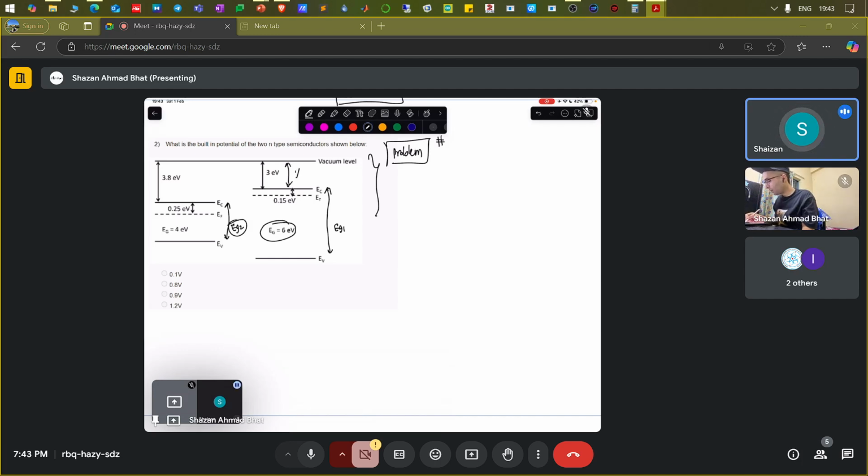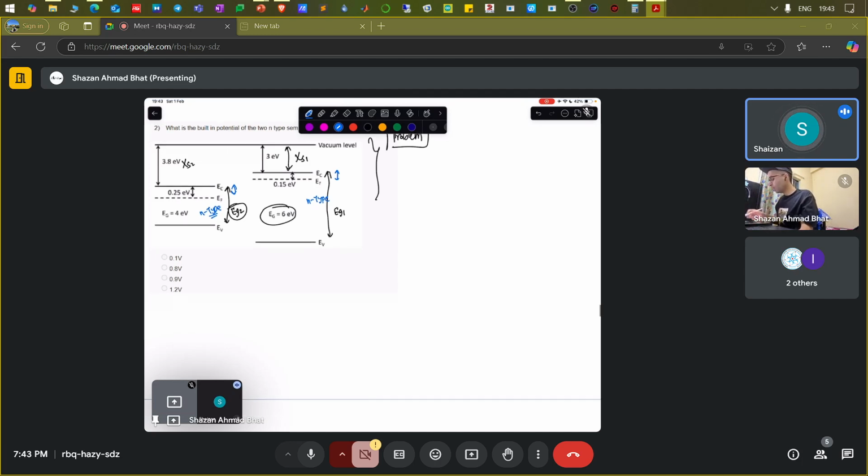The electron affinity of this semiconductor, let's call it chi S1, has been given. This is chi S2, let's call it 3.8. It has been given. The Fermi potential has been given, and the Fermi potential here has also been given. Note that this looks like n-type because the Fermi level is closer to the conduction band. This also looks like n-type because the Fermi level is closer to the conduction band.